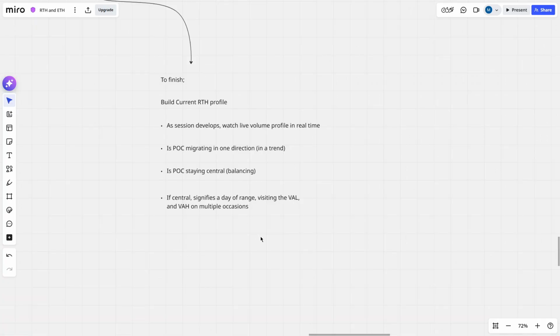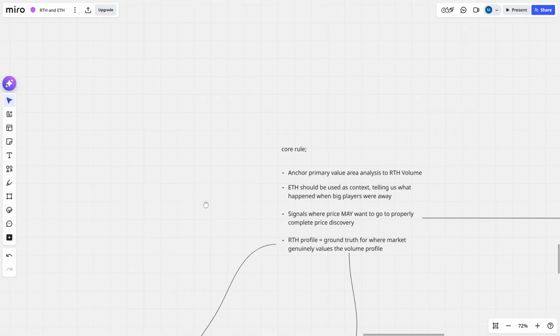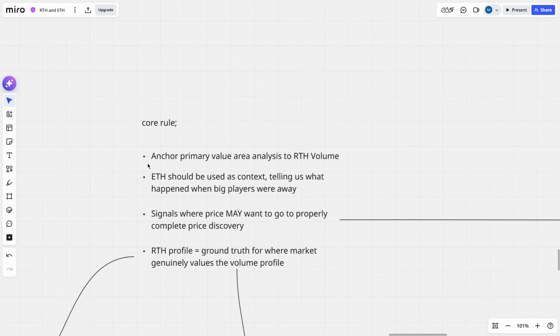So there's another core rule we need to talk about when it comes to these things. That being, you want to anchor the primary value area analysis to the RTH volume. Why is this our primary area of analysis? Simply because this holds more power than the ETH, which brings us on to the next point, that the ETH should just be used for context, telling us what happened while these institutions were not on the markets, and it signals where price may want to go. So do not take this as gospel compared to RTH.